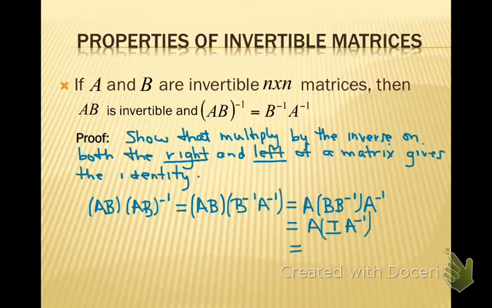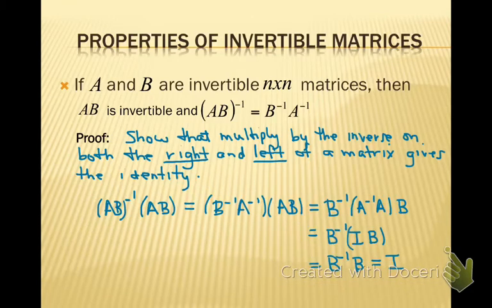So the identity, of course, multiplied by any matrix or vector will give that matrix or vector back. So this is A times A inverse. And of course, since A is invertible and I'm multiplying it by its inverse, I get the identity. So I've shown that by taking the product of the inverse on the right, I get the identity. Now I must do the same thing by taking the product on the left.